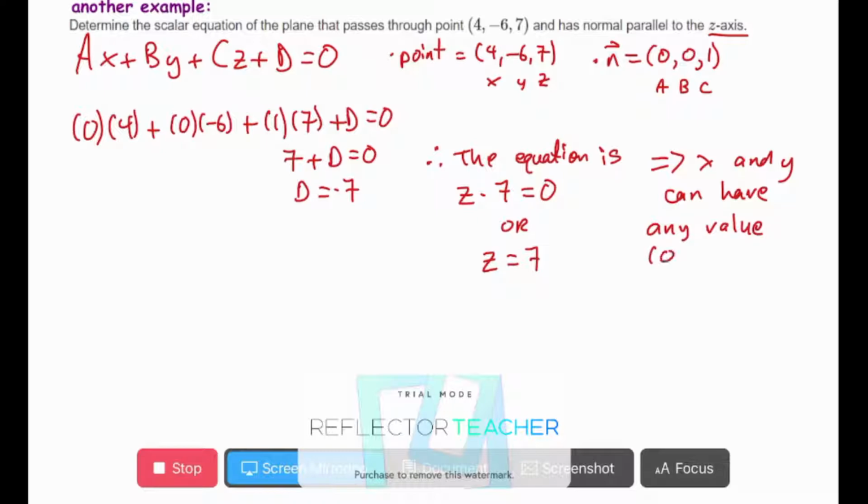So we can have 0, 0, 7. We can have 1, 1, 7. We can have 1,000, negative 32, and 7. Any numbers we want. It really doesn't matter.